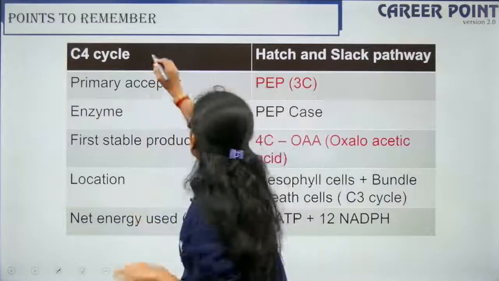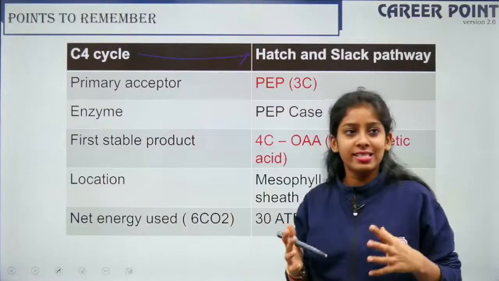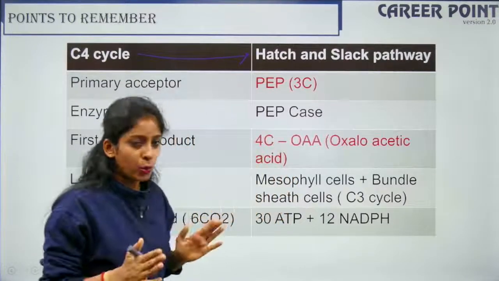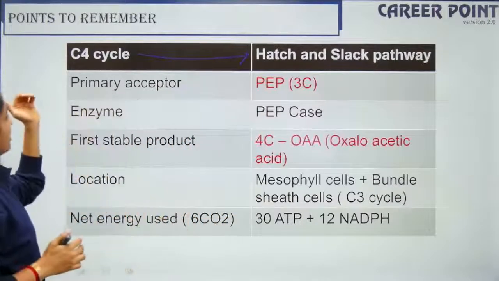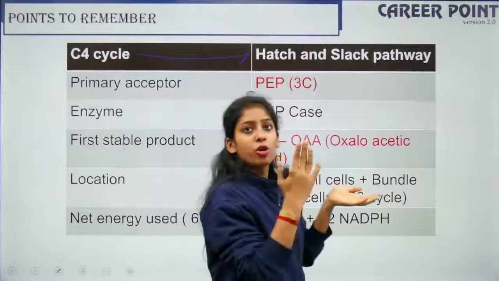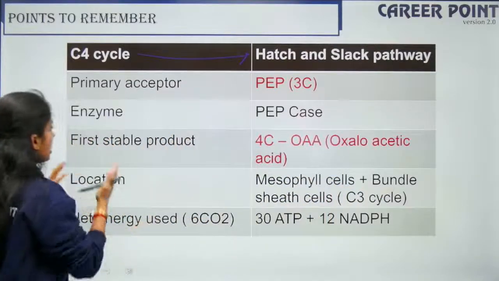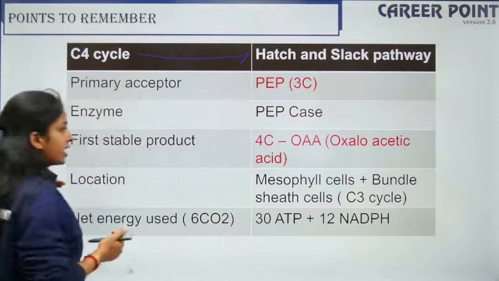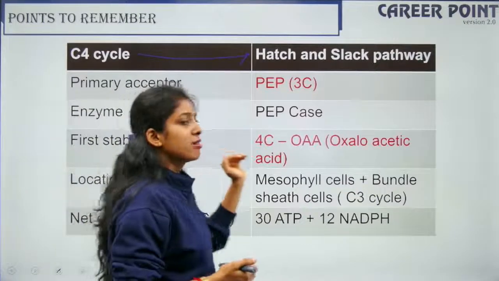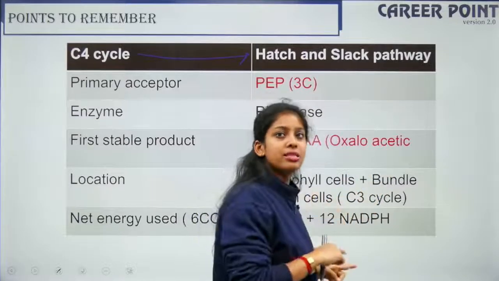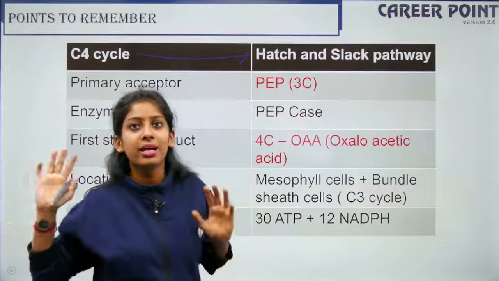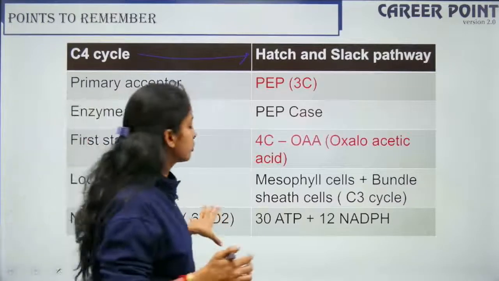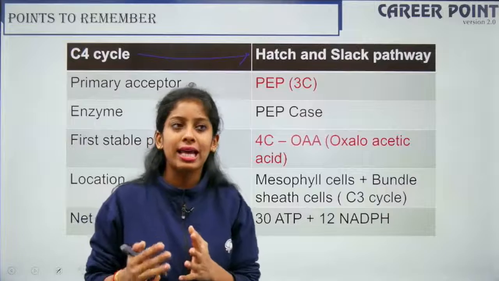The C4 cycle is also known as the Hatch and Slack pathway because these are the scientists who discovered it. The primary acceptor is PEP, phosphoenol pyruvate, which is a 3-carbon compound. The enzyme used in this conversion is PEPcase, phosphoenol pyruvate carboxylase. The first stable product is a 4-carbon compound, that is oxaloacetic acid. It happens first in the mesophyll cells, next in the bundle sheath cells. Here the C3 cycle happens in the bundle sheath cells, and in C3 plants it happens in the mesophyll cells. For 6 molecules of carbon dioxide, it is 30 ATP plus 12 NADPH.